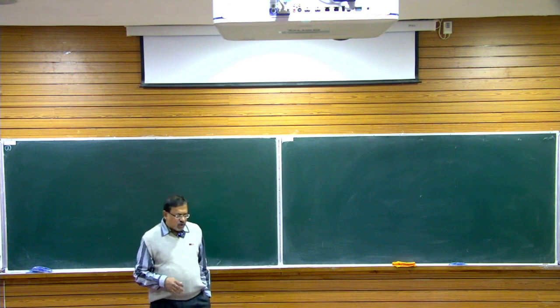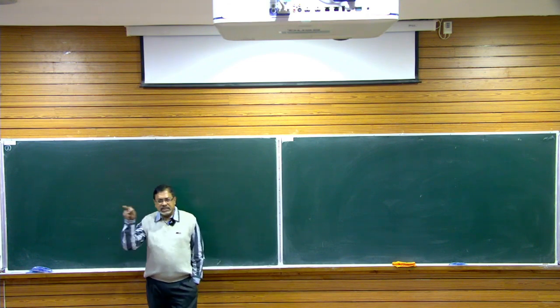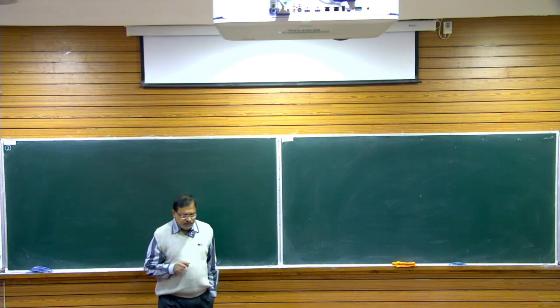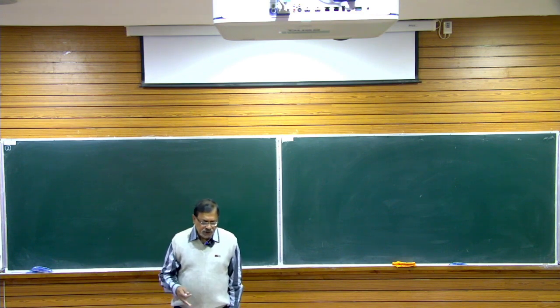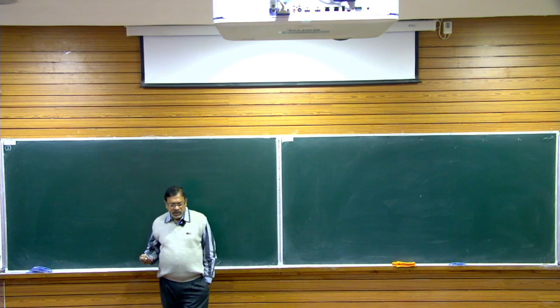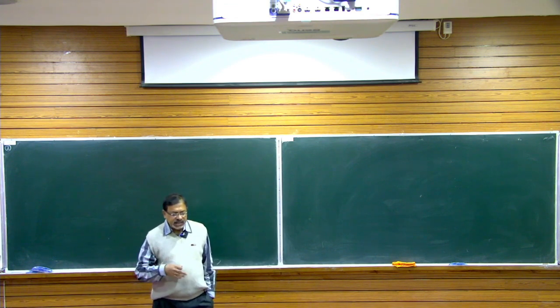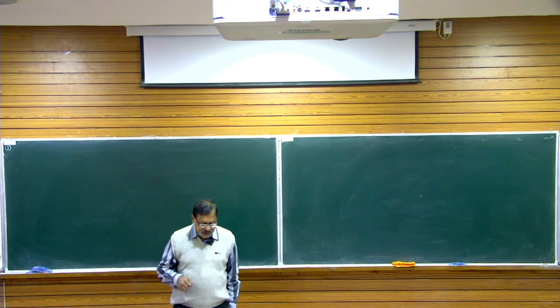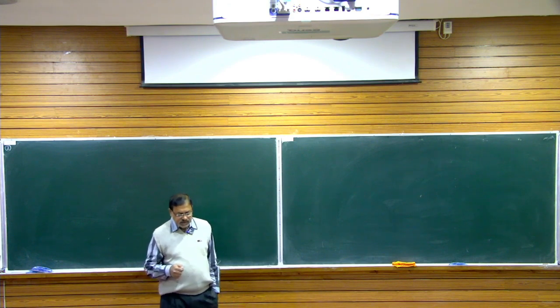And then we talked about a potential step, and this potential step was solved for energy greater than the barrier height, which is V0, and energy less than the barrier height, and so on and so forth.